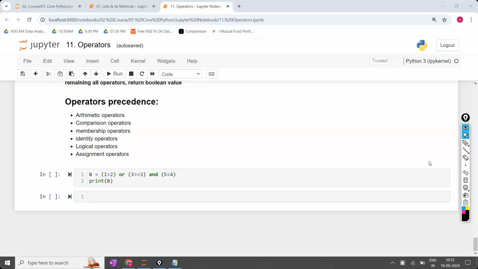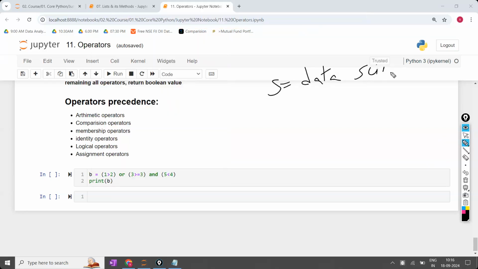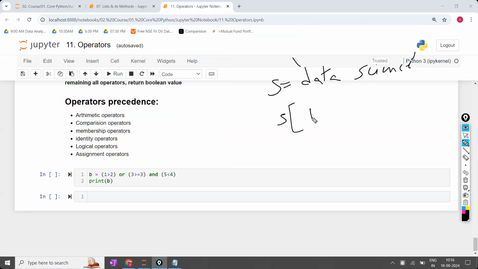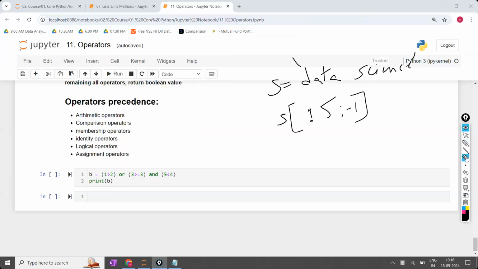Yes. Next question is by Abisa Mohanty. Now S is equal to data science. Now the question is S of nothing starting to 5 comma minus 1. What is the output? This is the question now.